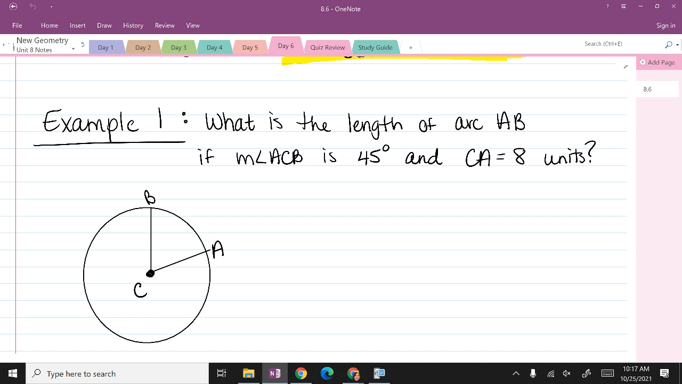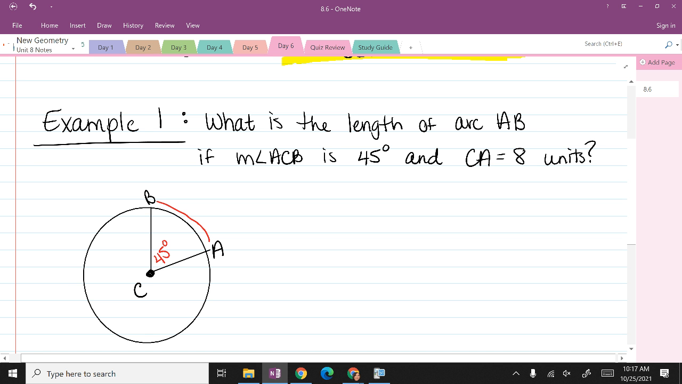So what is the length of arc AB? So we're looking for the length of this arc, not the measure of it. If it says measure of an arc, you're talking degrees. All right? The length of the arc AB, if the measure of angle ACB is 45 degrees. Well, where do I put 45 degrees at? Yeah, the central angle is 45 degrees.